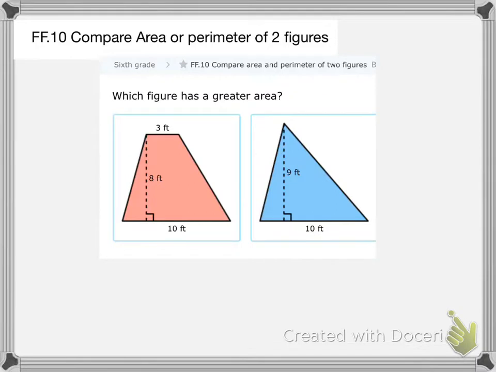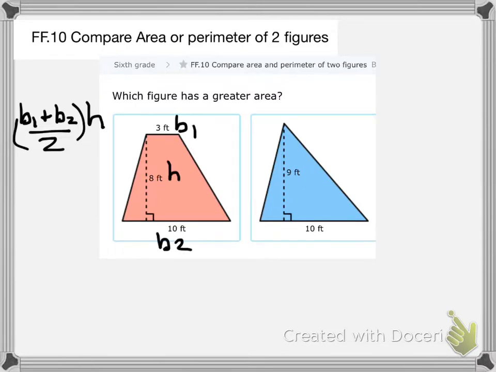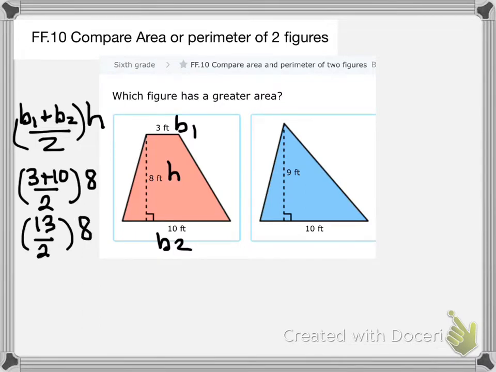All right, we'll do one more here. One more with the trapezoid and one more with the triangle. So again, for the trapezoid, we have base 1 plus base 2 divided by 2. That's the average of the bases times the height. So base 1 on the top, base 2 on the bottom, and there's the height. It's perpendicular. So 3 plus 10 divided by 2 times a height of 8. So that's 13 divided by 2 times 8.